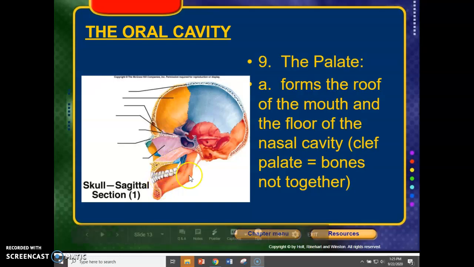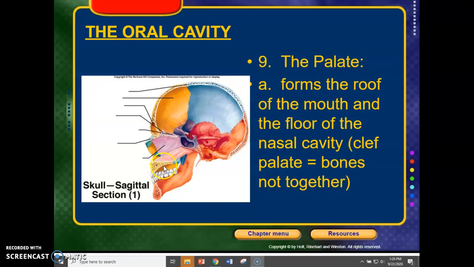So look at this picture here of the skull. This is a sagittal view. They've cut it right in half. In fact, it's a mid-sagittal view. Of course, here are your teeth. And this little area right here, this dark yellow area, that's your mouth. Well, with your mouth open, it would be part of your mouth.